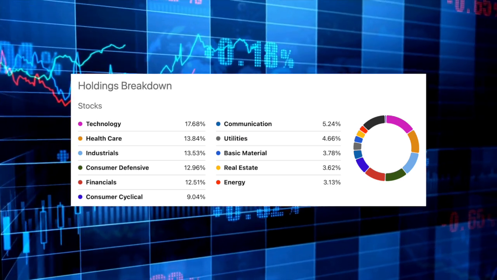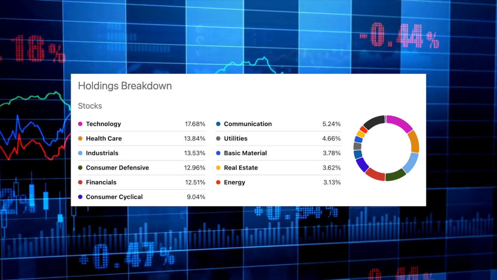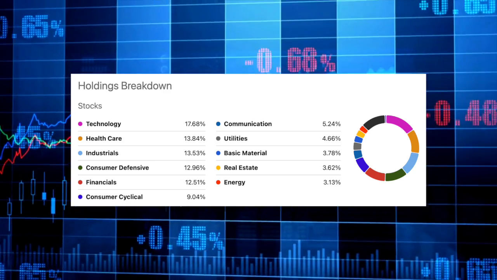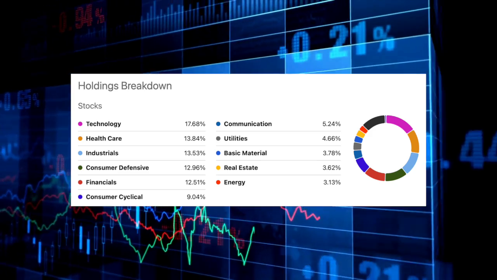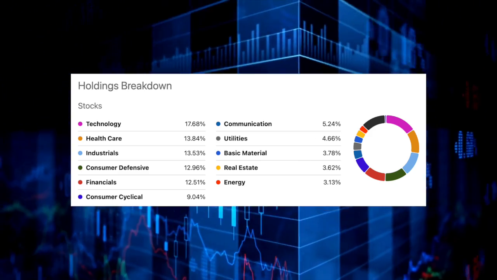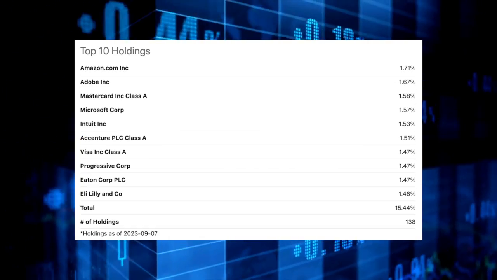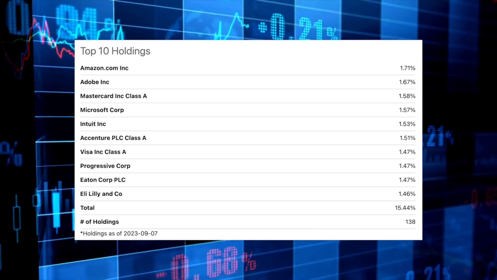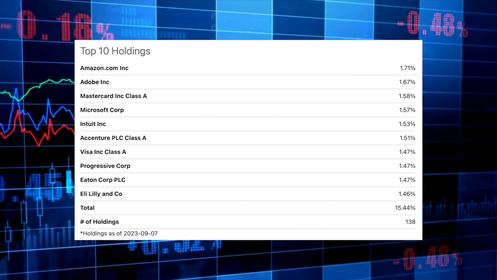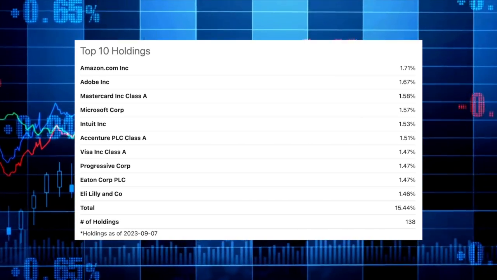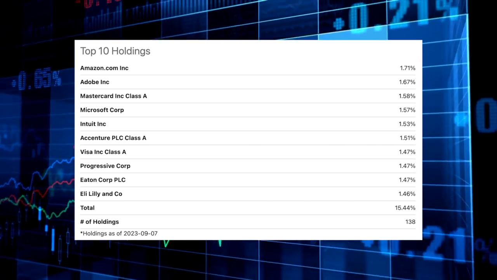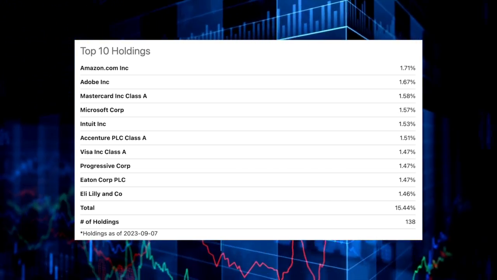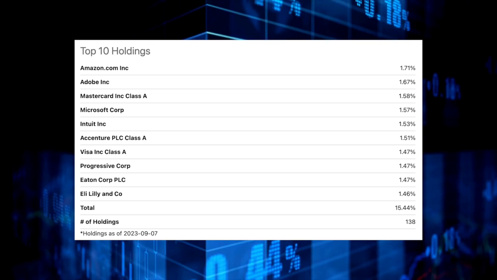Here's a look at the sector breakdown. The top 5 sectors include technology, healthcare, industrials, consumer defensive, financials. The ETF sells options, but it also owns underlying positions as well. And the top 10 positions include Amazon, Adobe, MasterCard, Microsoft, Intuit, Accenture, Visa, Progressive Corp, Eaton Corp, and Eli Lilly. These top 10 holdings account for only 15%, and JEPI has 138 total positions.